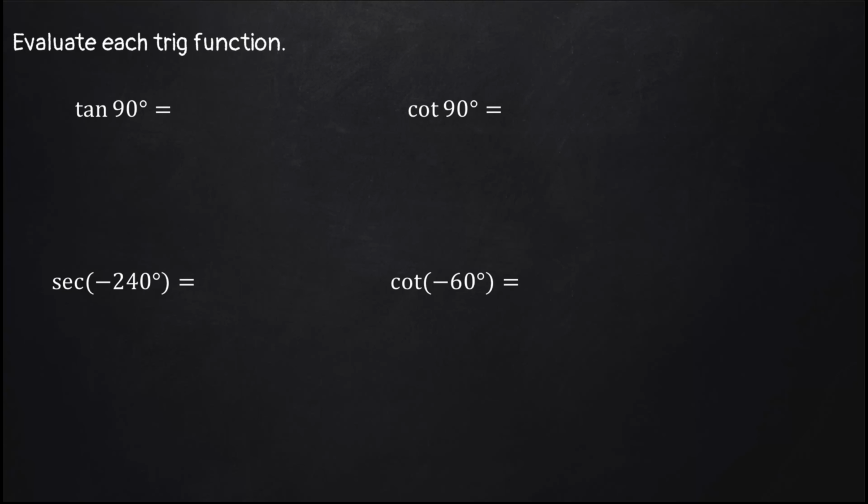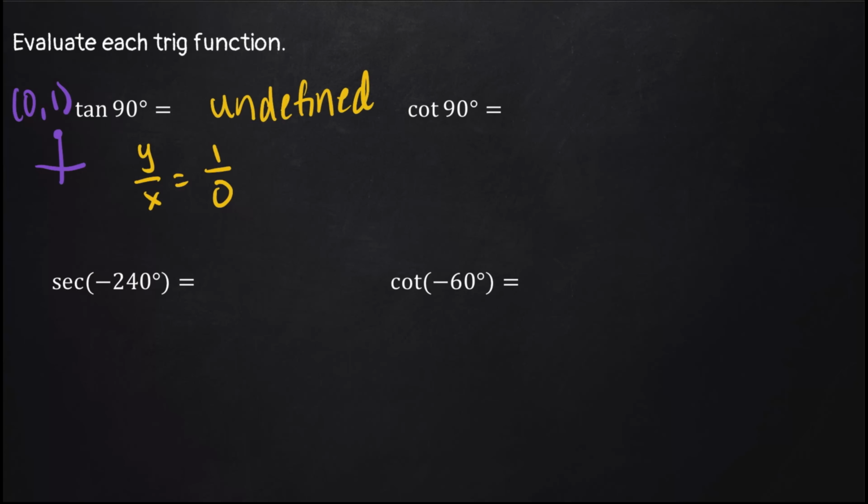So here we have 90 degrees. 90 degrees is right here. Our point is 0, 1. We are looking at tangent. Tangent we know is y over x. So y over x is 1 over 0, which is the same thing as undefined.